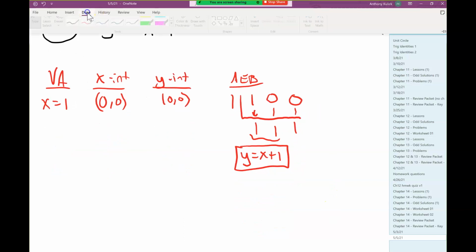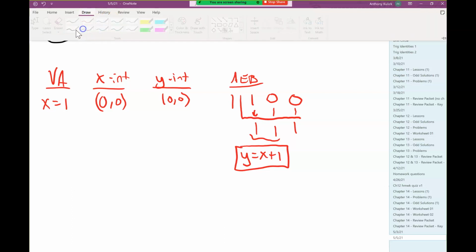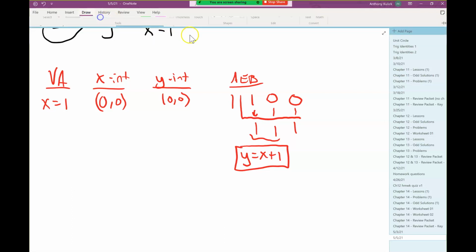Let's draw a graph then. Make that black.